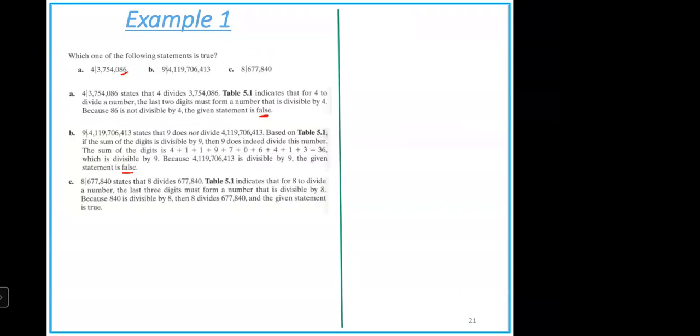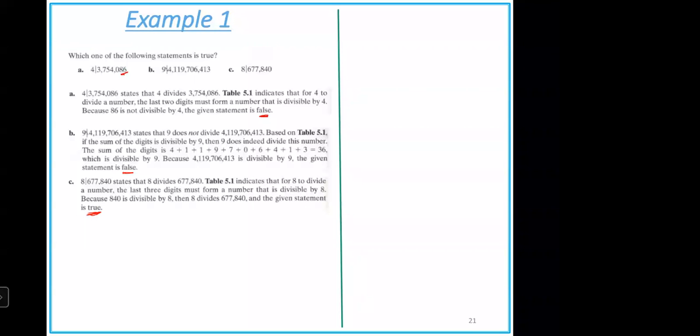The last 3 digits is 840. 8 into 8 is 1. 8 into 40 is 5. So this last one is divisible by 8, the last 3 digits. So therefore it means the entire number is divisible by 8.